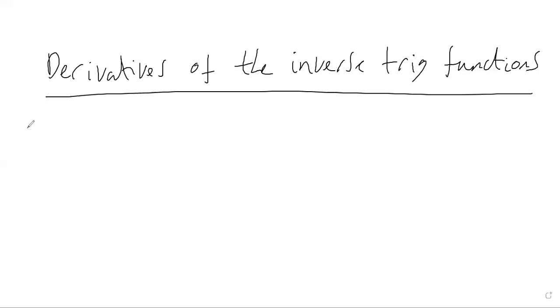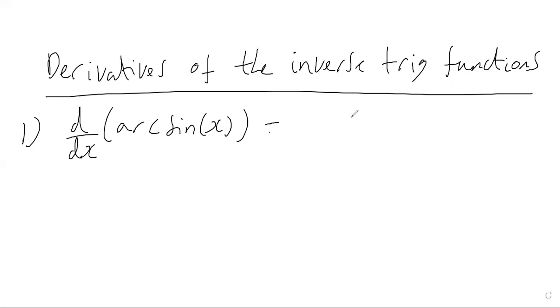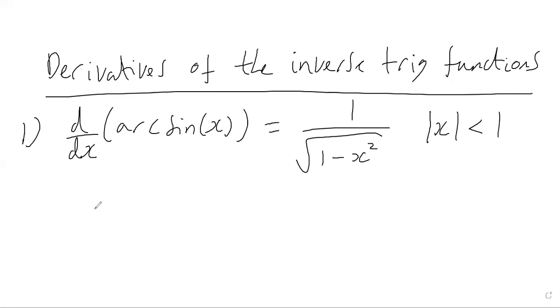So we start with the derivative of our arcsine, I should say, sorry. So arcsine has a derivative of 1 over the square root of 1 minus x squared. And the arcsine function is defined for all x values with a modulus of less than 1. So the second derivative we got is the arccos function.